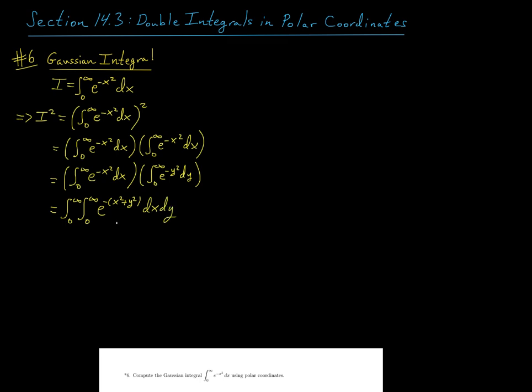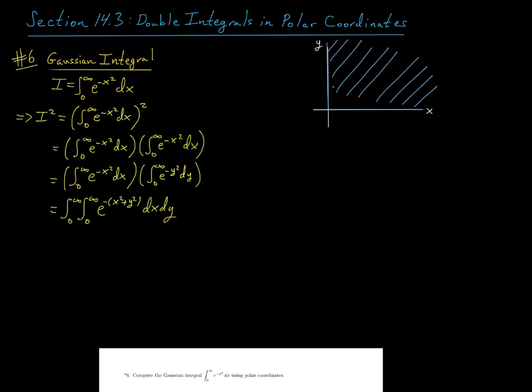Okay, so does this help? Well, maybe not at first glance, but it actually does, right? What's our region of integration? Well, x and y are both varying from 0 to infinity. So just like we saw in question 5, we're integrating this exponential function over the first quadrant. And I also see an x squared plus y squared up there in the exponents. So that kind of suggests maybe we should be thinking polar.